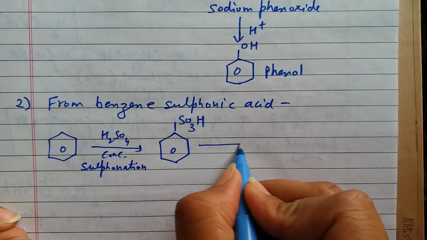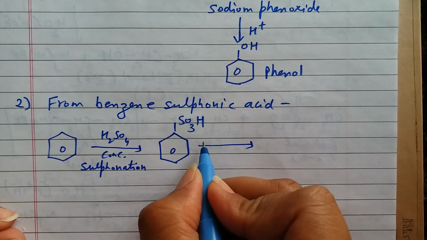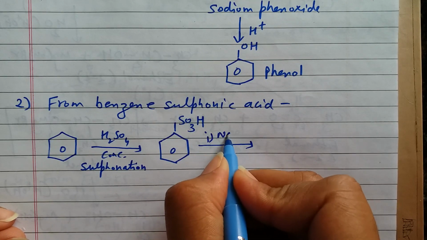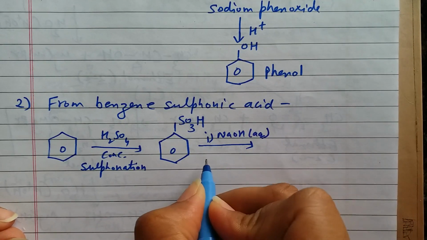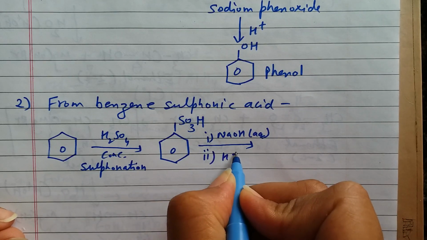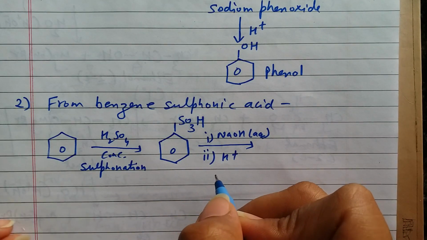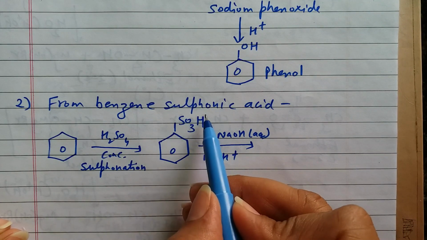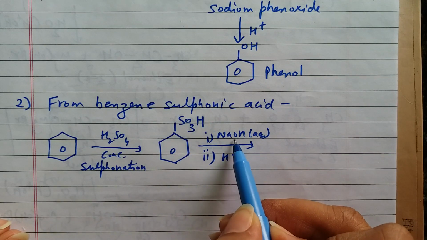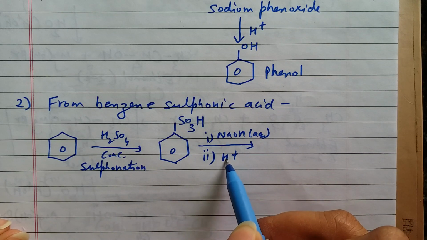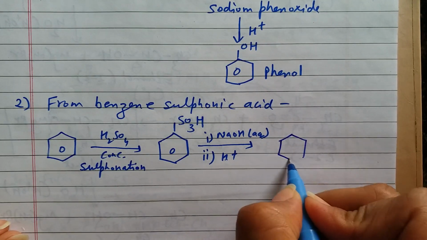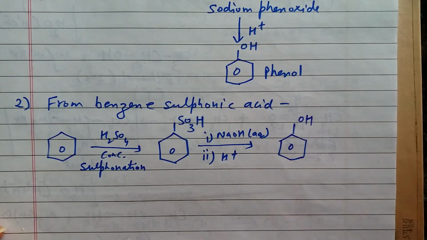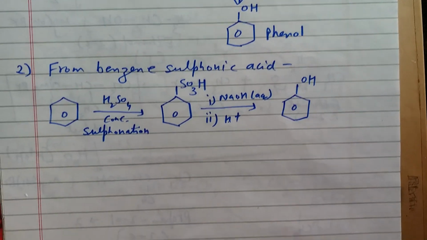Now this compound, like the previous method, that is the Dow's process, is number 1 treated with aqueous sodium hydroxide, and number 2 followed by hydrolysis. So same steps as the Dow's process. First reaction with sodium hydroxide, and second acidification. And what happens? This group is first replaced by ONa, and later Na is replaced by hydrogen, and that gives you straight away phenol. So this is how benzene sulfonic acid on reaction with NaOH followed by hydrolysis gives us phenol. So this was the second method.